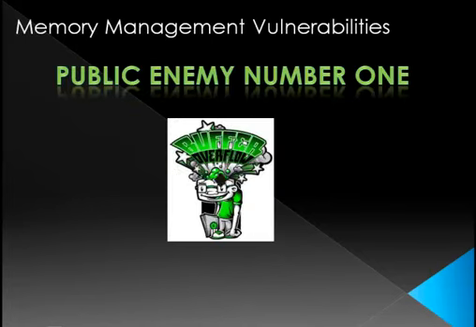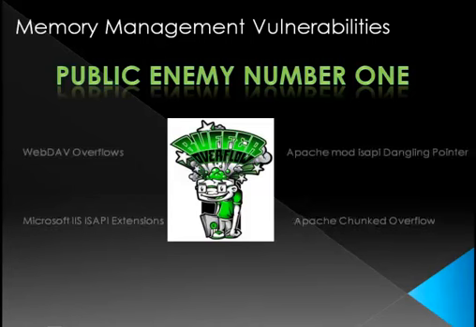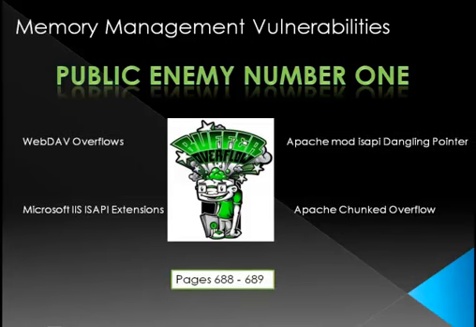Public enemy number 1 is the buffer overflow, which is a memory management vulnerability. A buffer overflow allows an attacker to take control of execution in the vulnerable process. Basically, a buffer overflow is when an application copies user-controllable data into a memory buffer that is not large enough to handle it. This results in adjacent memory being overwritten with the user's data. Depending on the nature of the vulnerability, an attacker may be able to exploit it to execute arbitrary code on the server or perform other unauthorized actions. Pages 688 and 689 present samples of buffer overflow, which are displayed here.